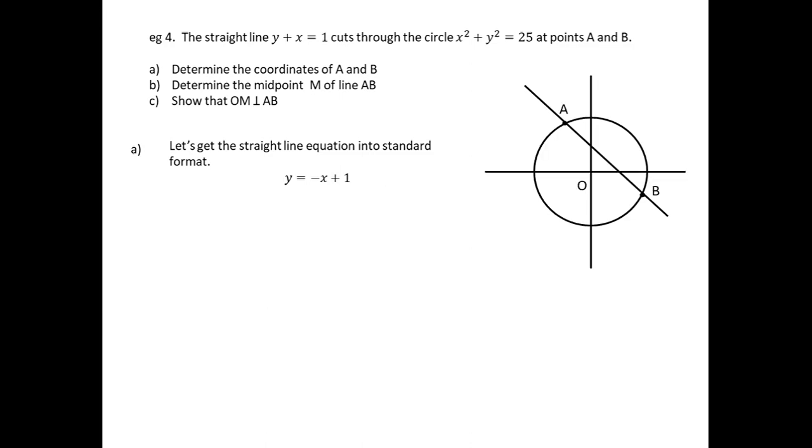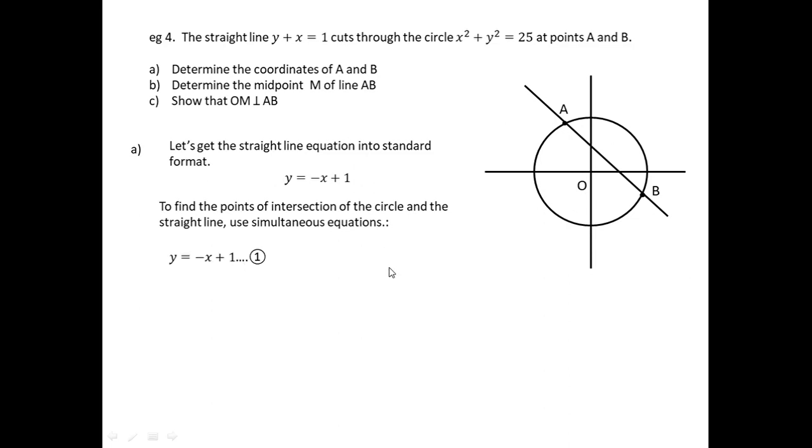Oh, wait. First, there's a little diagram to help us. There's the circle, there's the line, there's A and B. So let's use simultaneous equations. This can be equation 1, that's the equation of our straight line. The equation of our circle will be equation number 2. And now we just do simultaneous equations. Substitute 1 into 2. There we go. Work all of that out.